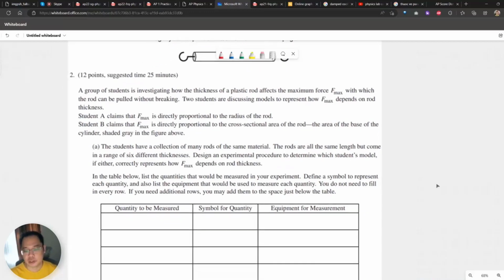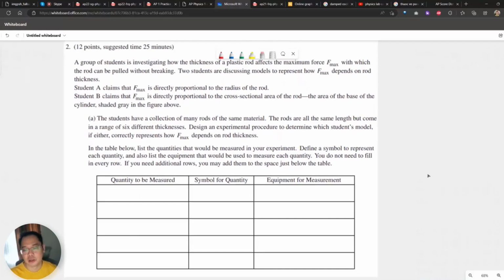Design an experimental procedure to determine which student's model, if either, correctly represents how the maximum force depends on the rod thickness. In the table below, list the quantities that will be measured in your experiment. Define a symbol to represent each quantity, and also list the equipment that you would use to measure each quantity.